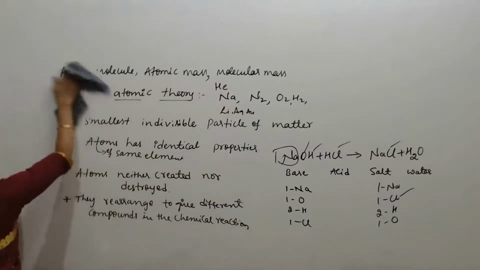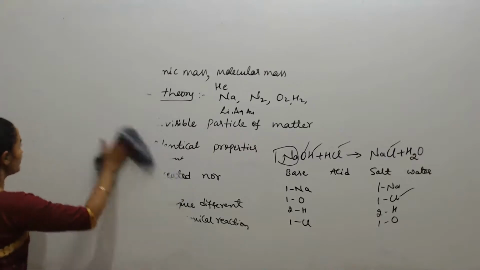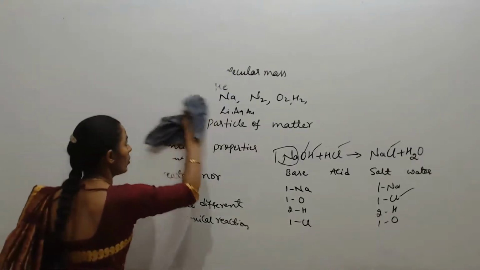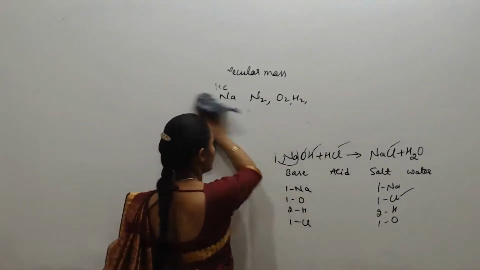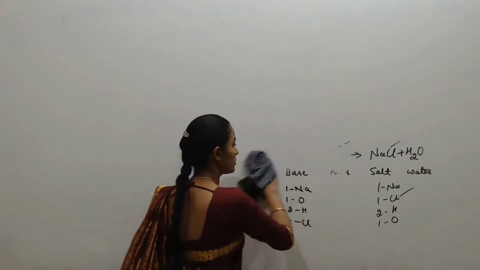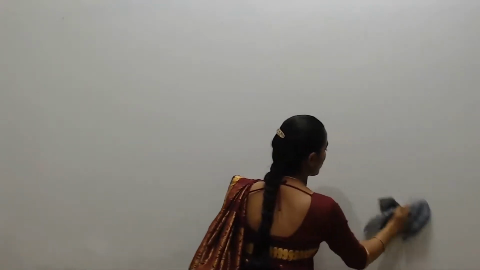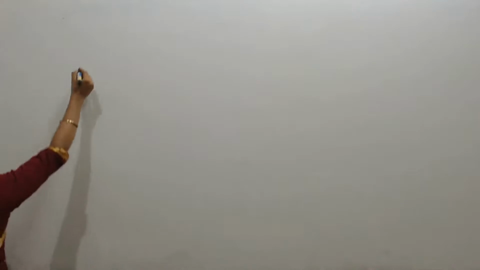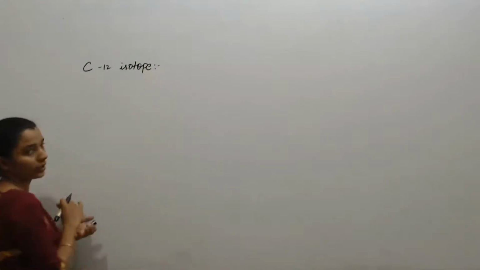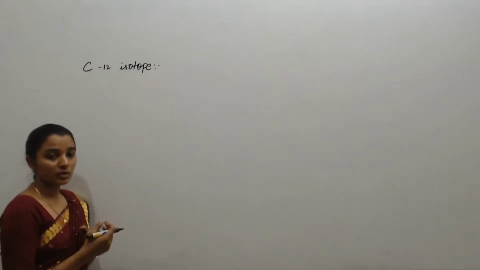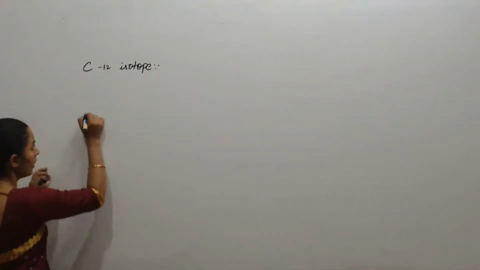So first I write the formula of atomic mass and molecular mass, students. When we started explaining atomic theory, at that time the only well-known isotope was carbon 12. So both atomic mass and molecular mass are compared with this carbon 12 isotope.